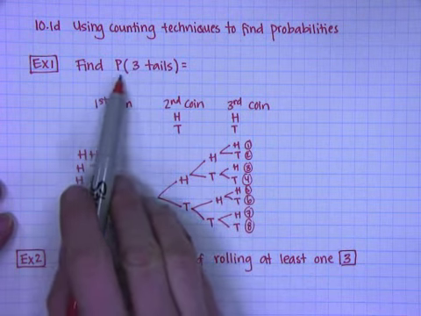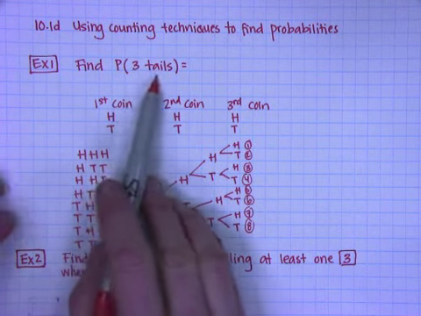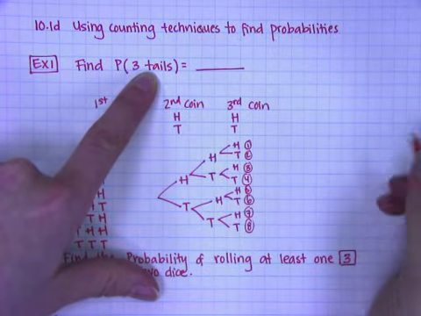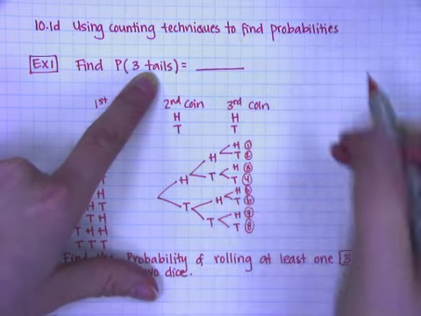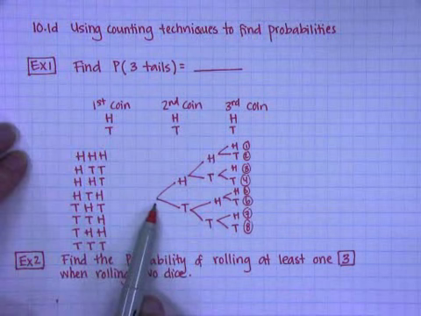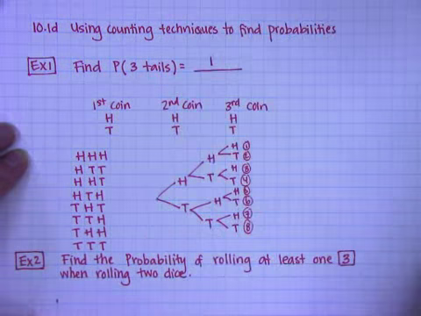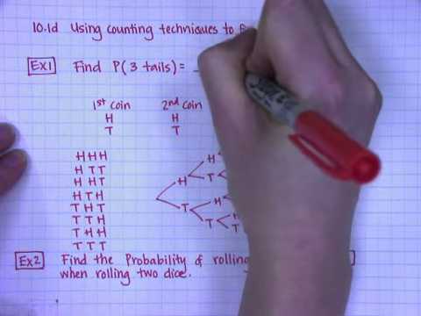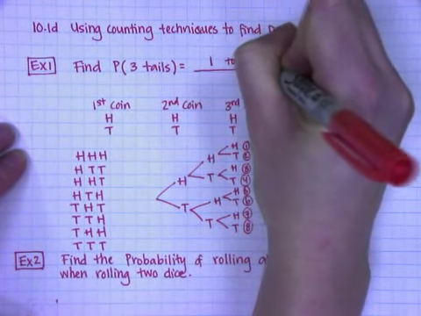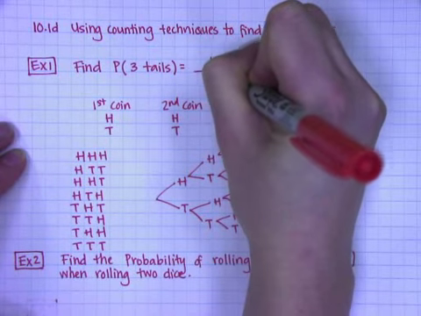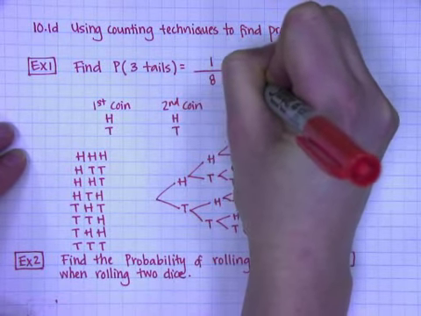Now here, finding the probability that all 3 of these are tails means I want to know the number of ways I can get 3 tails over the number total. So let's see, if I look at this, the only way I can get 3 tails is if I flip tails every time. So there's one way that I can get tails, tails, tails. So I'll write one way to get tails, tails, tails. And there are 8 possible combinations here.